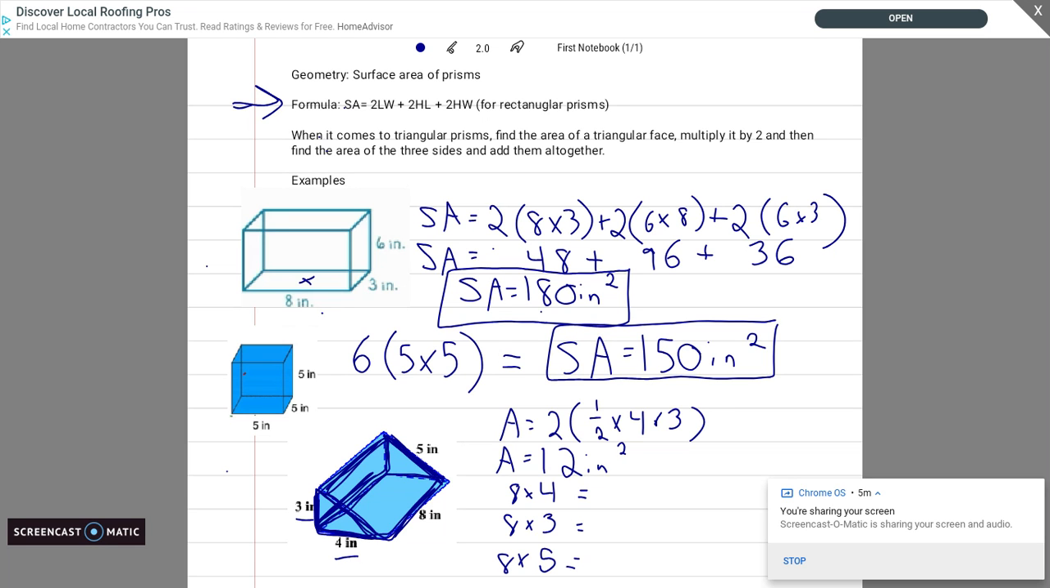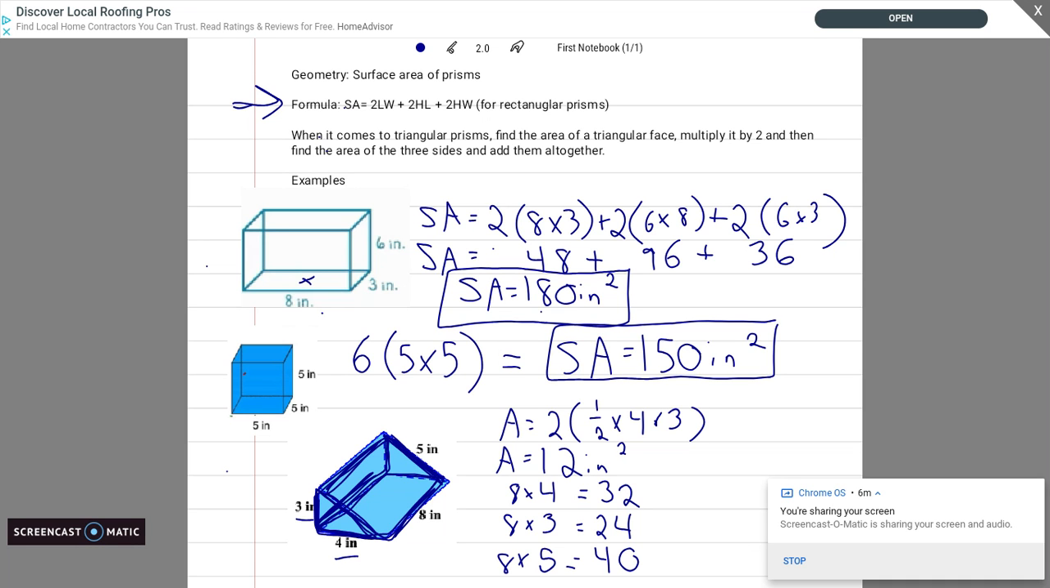If you notice, there is a bit of a pattern here. The height of this triangular prism, if it was standing up, is in all 3 of your formulas in order to find the area. So when you are trying to find the surface area for these triangular prisms, if you have that height included in all 3, you're doing a pretty good job. So 8 times 4 is going to give you 32. 8 times 3 gives you 24. And 8 times 5 gives you 40.